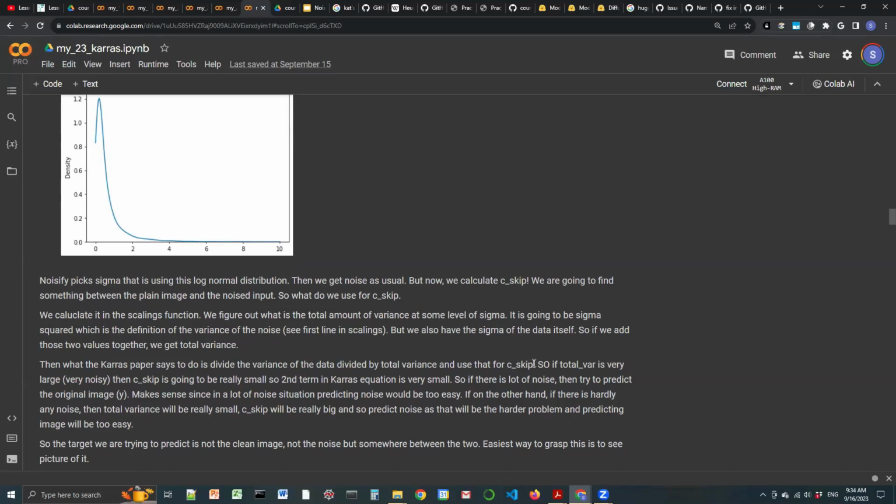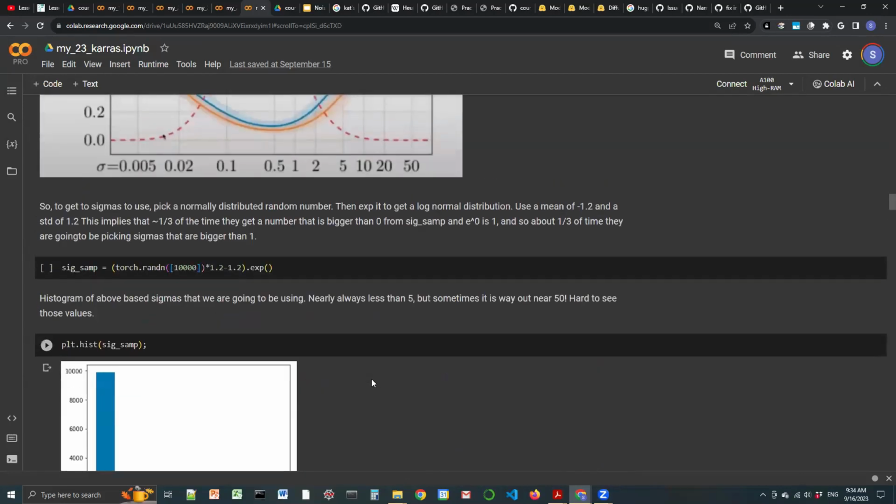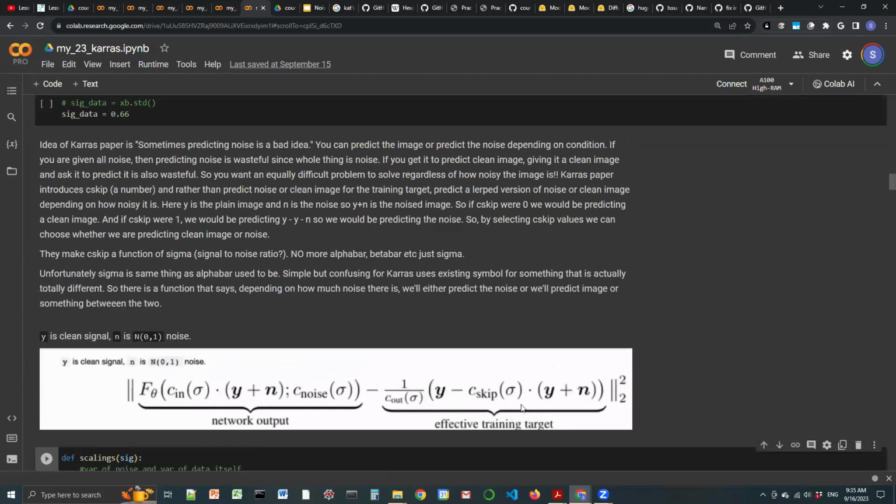Now, why does this make sense? Does it align with what we were thinking, which is that if C-skip is 1, remember that in the equation we were predicting full noise. If C-skip is 0, we were predicting the clean image. Does that align with this choice of C-skip? Let's think it through. If the total variation is very large, that means it's very noisy. So the total variation is very large, right? Then C-skip is going to be really small. So the second term in the Karras equation is very small, which is this guy.